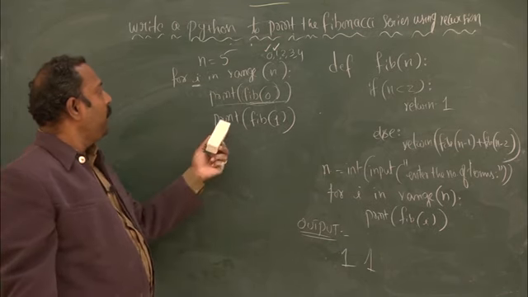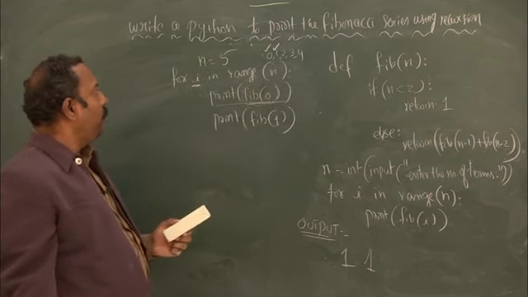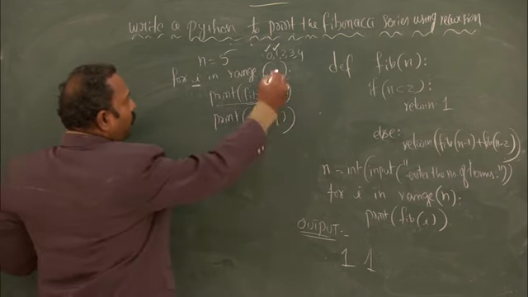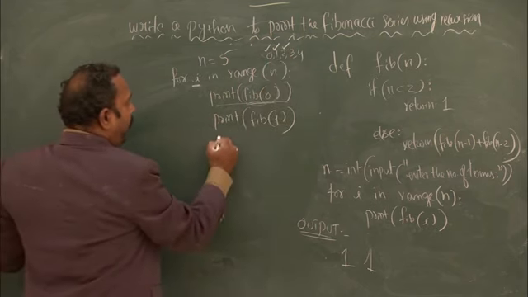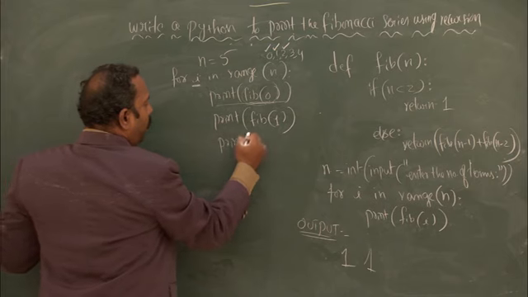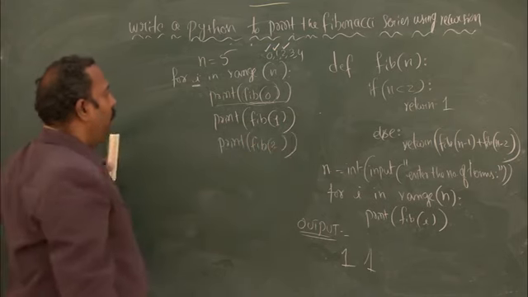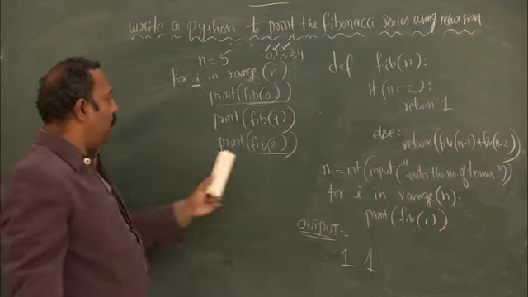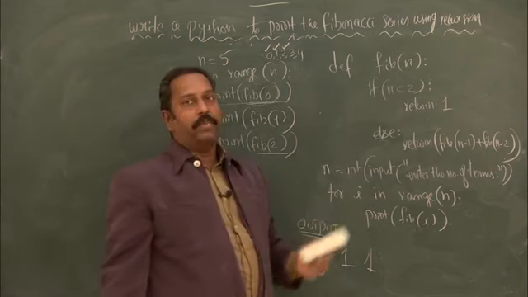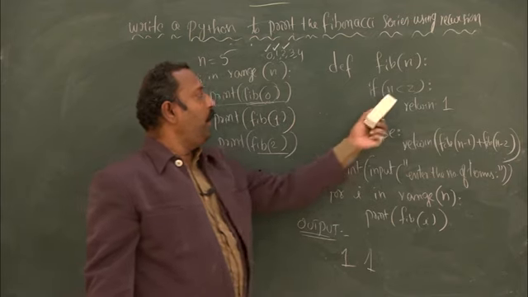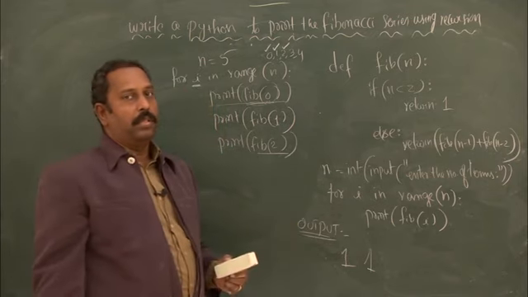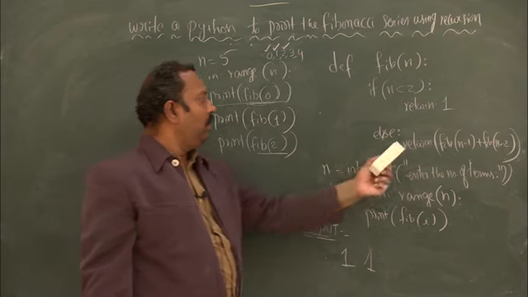So again, now i gets value 2. So print fib of 2. Now fib of 2 means the control will go here. So n gets value 2. 2 less than 2, the condition is false.